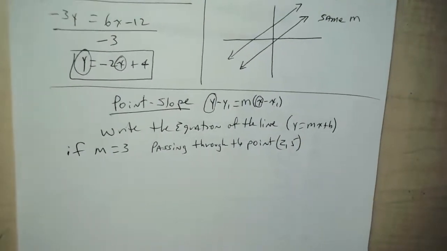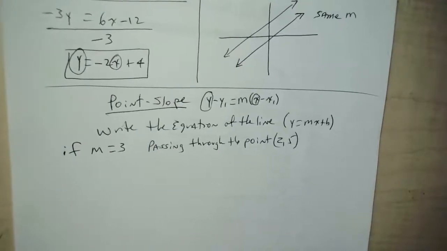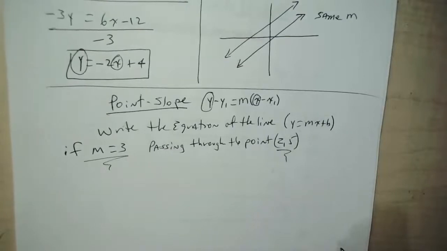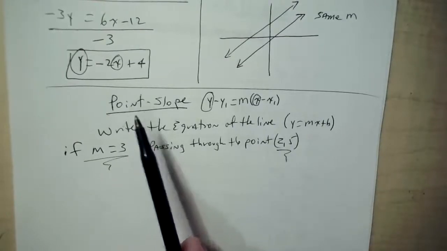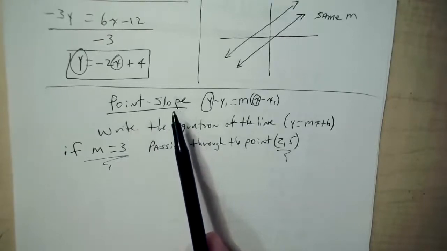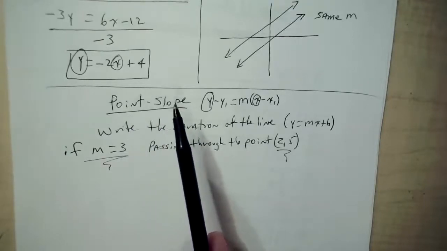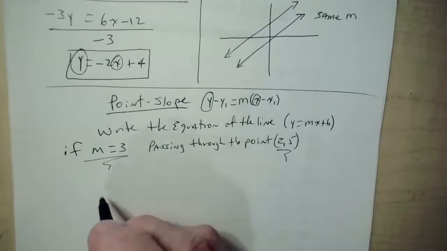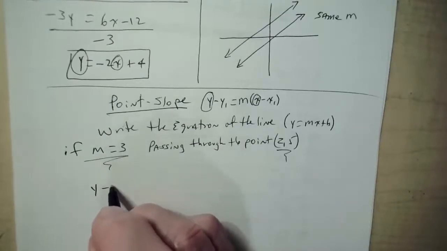Now you're going to get this on the final exam, but it's really very simple. What are you given here? You're given the slope and you're given a point. So what formula are we going to use? Oddly enough, we're going to use point slope because that's what you're given. You're given a point and you're given the slope. So this is real simple.